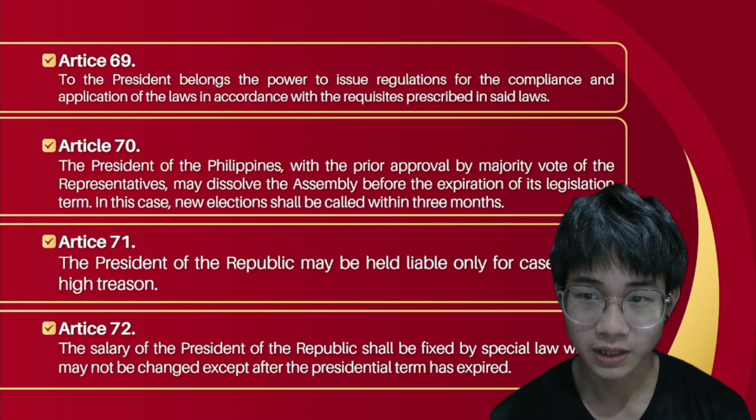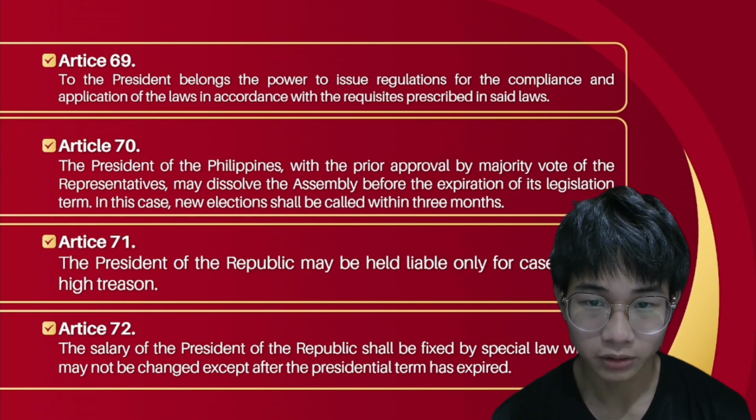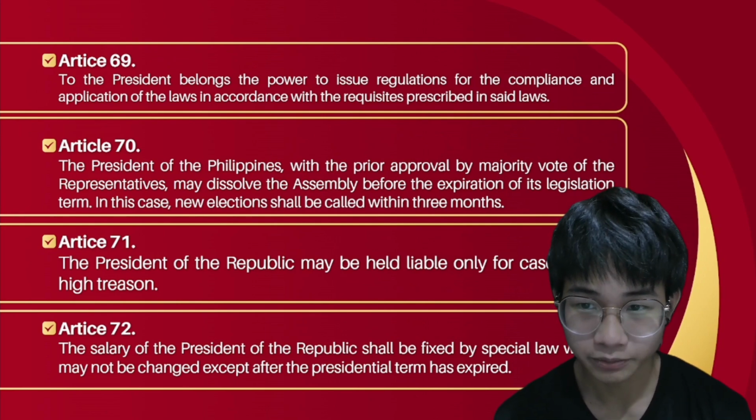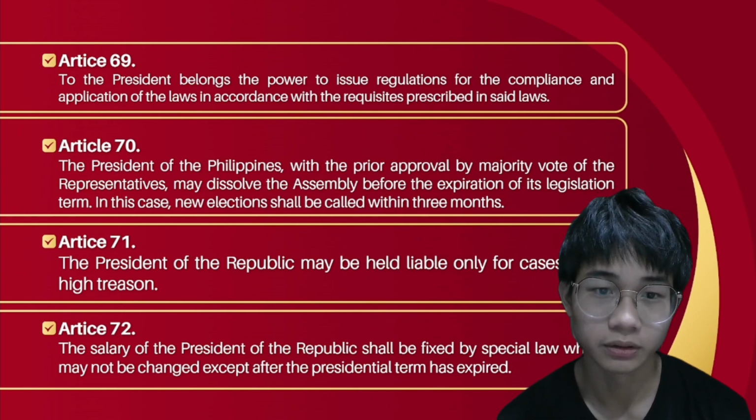Article 69. It allows the President to issue detailed regulations necessary for the practical enforcement and application of laws, ensuring these regulations align with the specific requirements outlined in the laws themselves. This helps bridge the gap between the enactment of laws and their actual implementation.